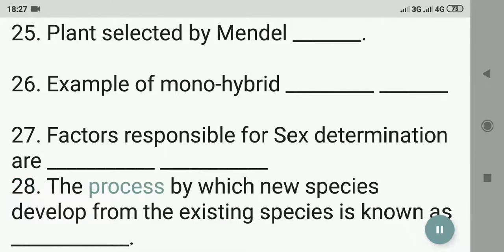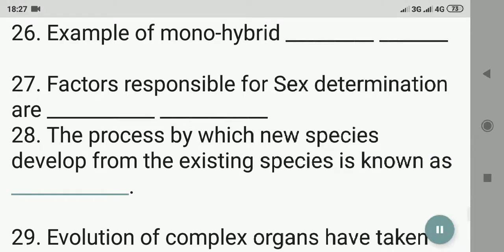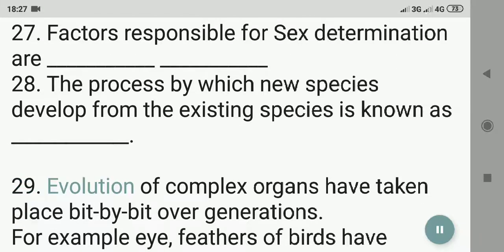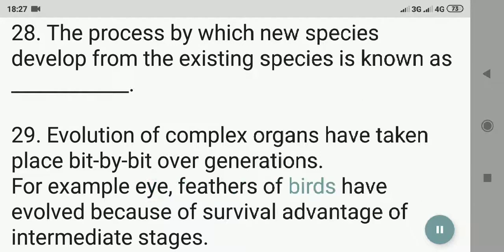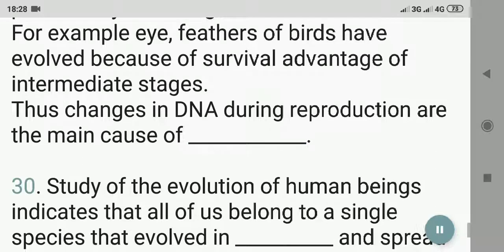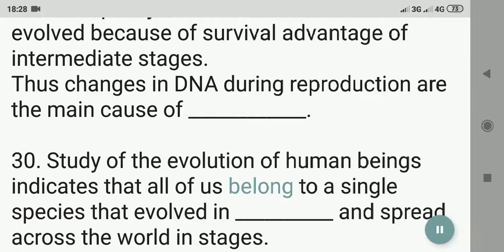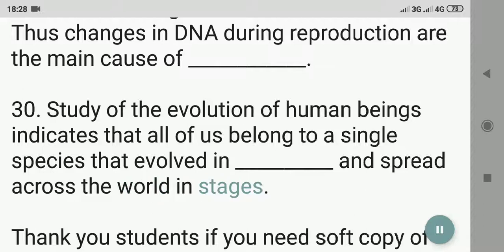28. The process by which new species develop from the existing species is known as blank. 29. Evolution of complex organs has taken place bit by bit over generations. For example, feathers of birds have evolved because of survival advantage of intermediate stages. Thus changes in DNA during reproduction are the main cause of blank. 30. Study of the evolution of human beings indicates that all of us belong to a single species that evolved in blank and spread across the world in stages.